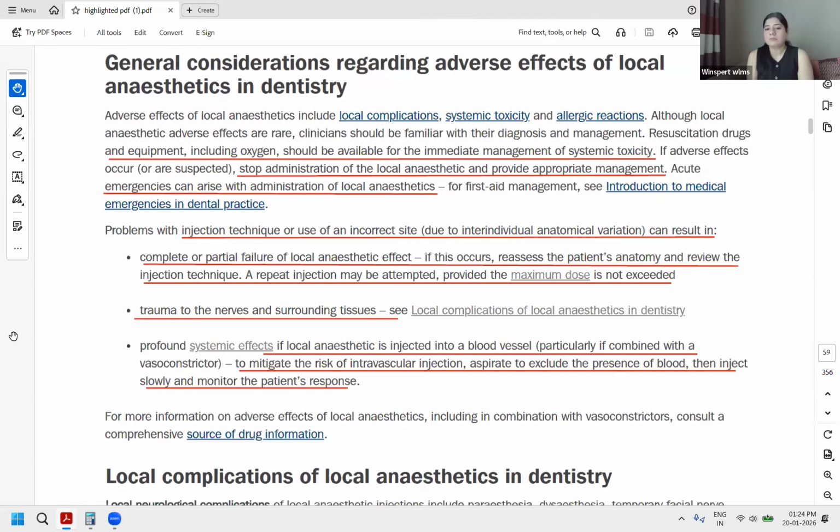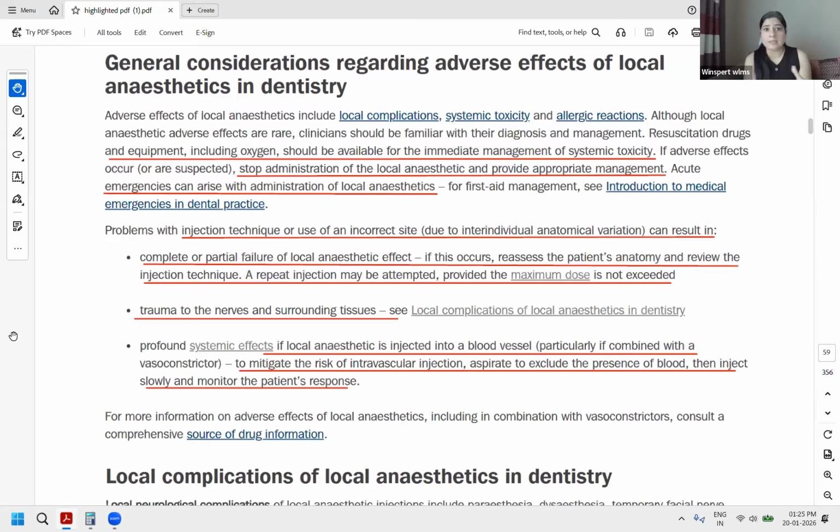And adverse effects are associated with possibly every drug that you read about in TG, whether it's NSAID, paracetamol, your antibiotics, your chlorhexidine, harmless drugs, and even more scheduled category drugs. All kinds of drugs come with adverse effects. And TG emphasizes on every chapter the considerations regarding the adverse effects of those drugs. For local anesthesia, you would have local complications, systemic toxicity, and allergic reactions.